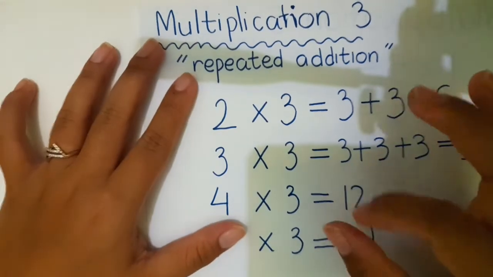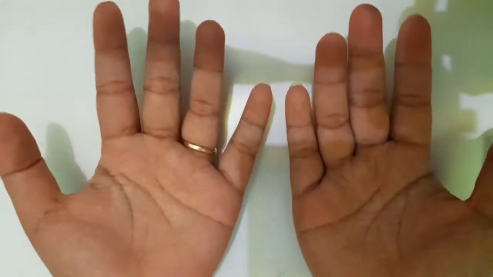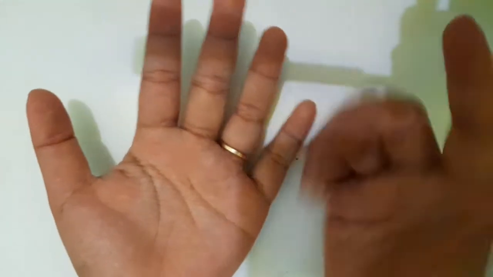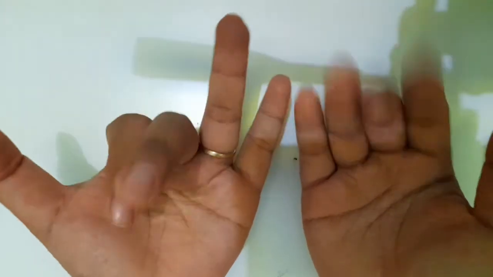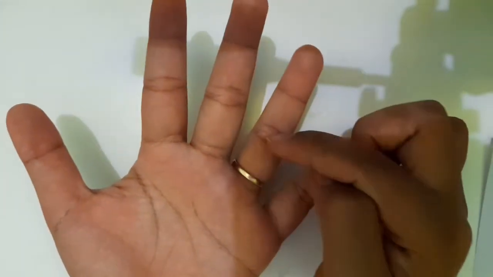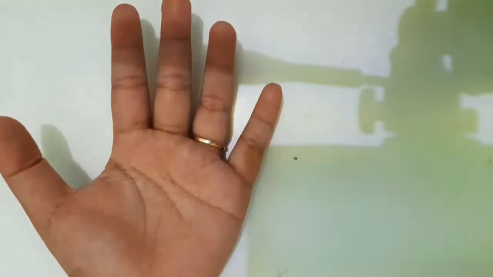So I will continue to the multiplication 4. Multiplication 4, it's the same. If we have multiplication 4, every finger means 4. So here, 1, 2, 3, 4. 1, 2, 3, 4. So let's check again.